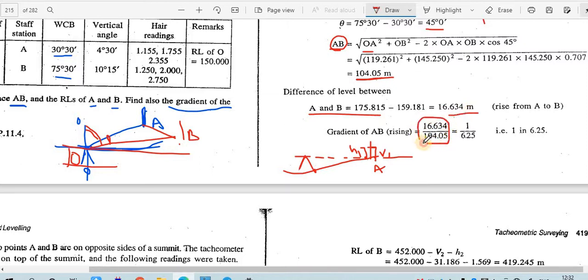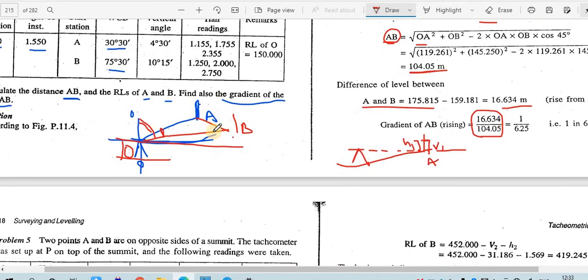So the difference of level is coming out to be what? The formula for gradient is the difference of level divided by the horizontal distance. The difference of level is 16.634 and the horizontal distance was 104.05, which comes out to be 1 divided by 6.25, so in terms of slope it is given as 1 in 6.25. I recommend that you try to calculate using your calculators, so that you will understand it more easily and have no doubts related to your calculations.